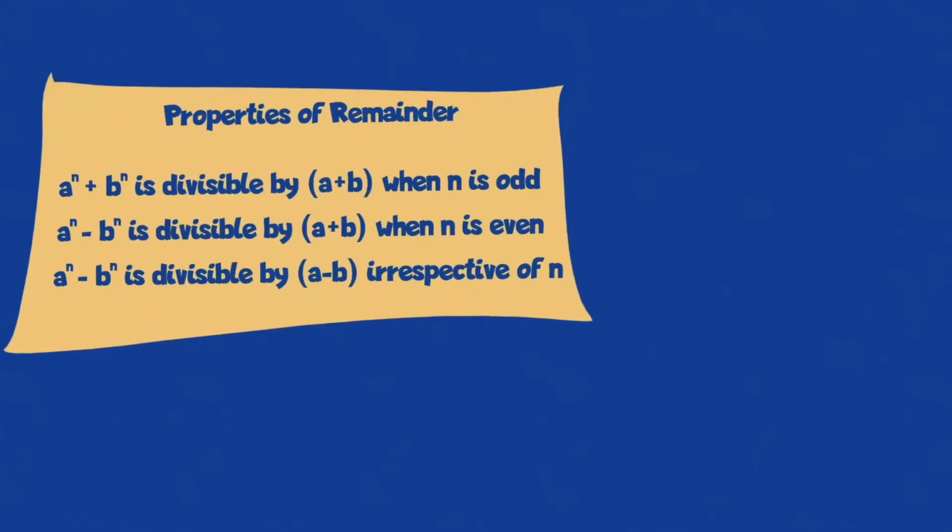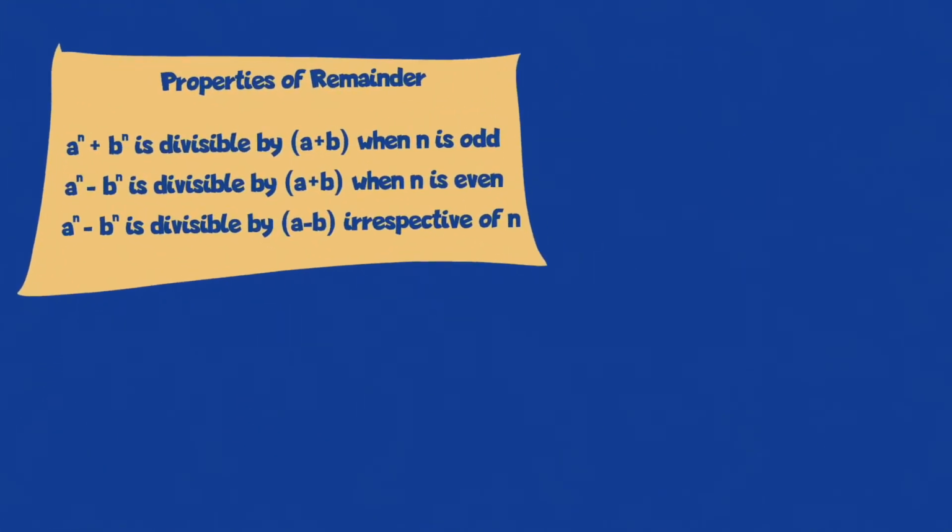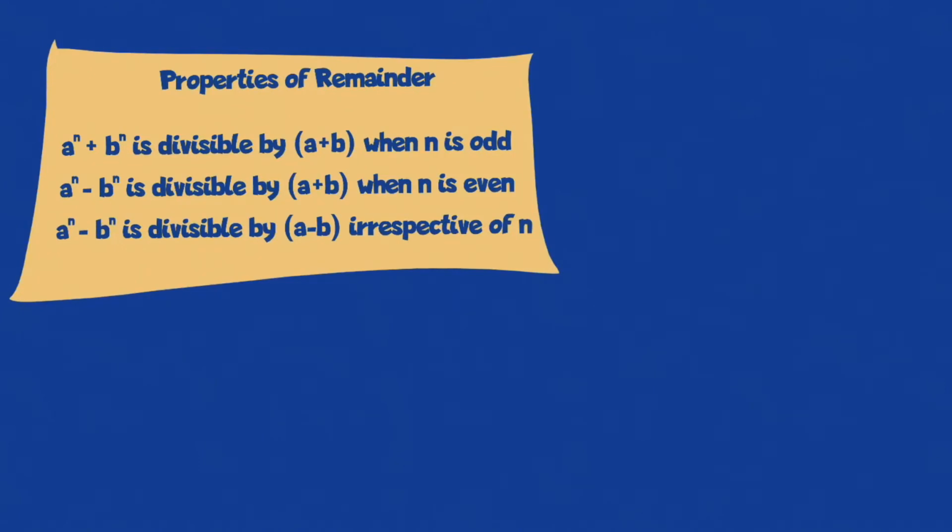So after Wilson's theorem, we explored a few properties of remainder. Now what are those properties? A raised to n plus b raised to n is always divisible by a plus b when n is odd. That is the first property. A raised to n minus b raised to n is always divisible by a plus b when n is even. And a raised to n minus b raised to n is divisible by a minus b irrespective of n. So n could be even or n could be odd.